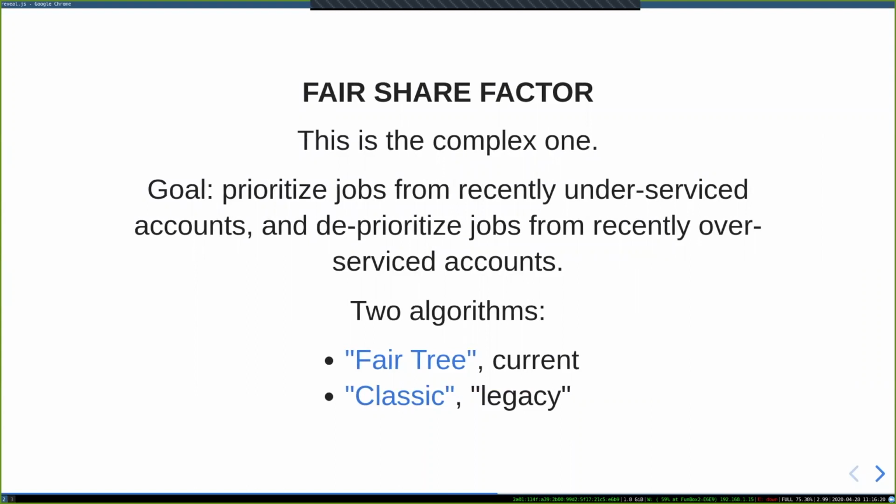So it's the fair share factor. And the goal of this term is to prioritize jobs that have been submitted by under-serviced accounts recently, while deprioritizing the ones from over-serviced accounts. So there are two algorithms for this. There's one which is called fair tree, which is actually simpler. And there was also a classic one. I'm not sure which one is used on Sunbird at the moment. I think it's the fair tree one. I think we can look at this by looking at the setup, at how Slurm is set up on the cluster.